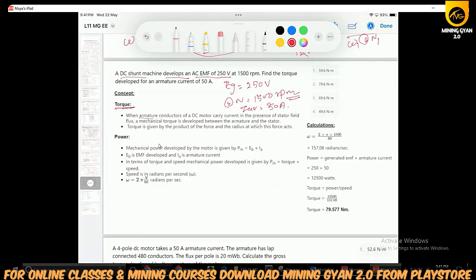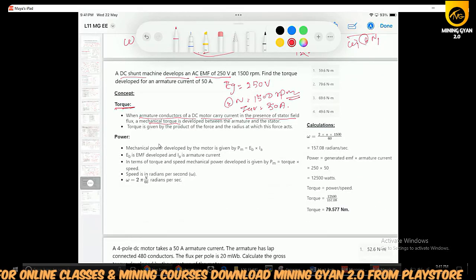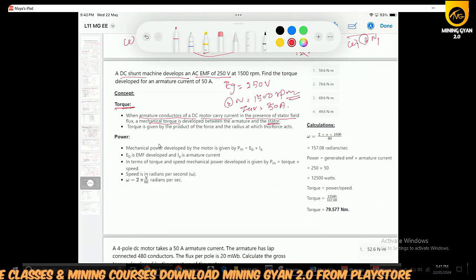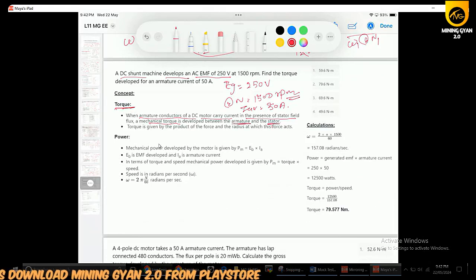When the armature conductors of a DC motor carry current in the presence of stator field flux, the mechanical torque is like the force that is developed between the armature and the stator. Stator means the part of the machine that is static in nature, but the armature will rotate. So the armature will have the rotating parts, and the torque is given by the product of the force and the radius at which this force acts.